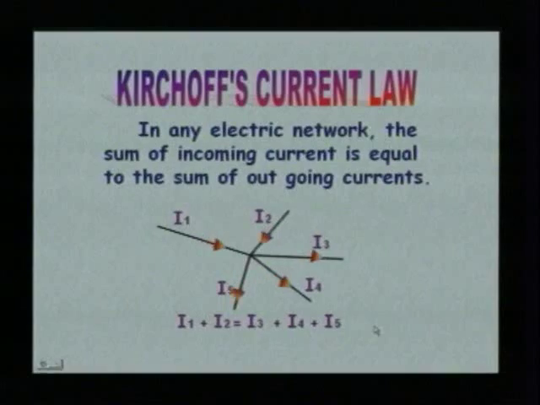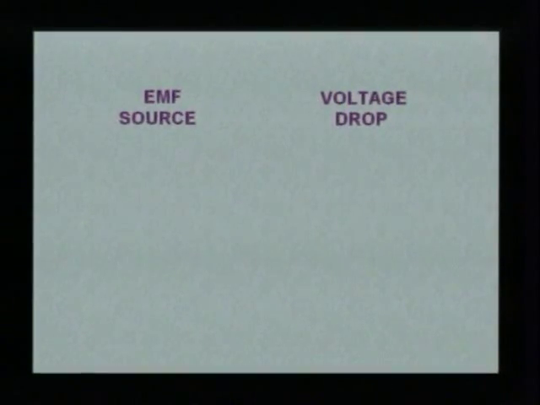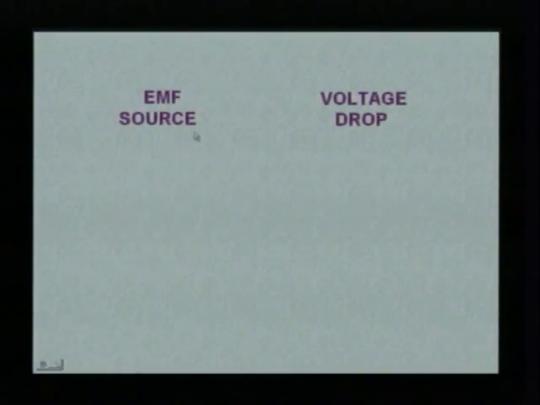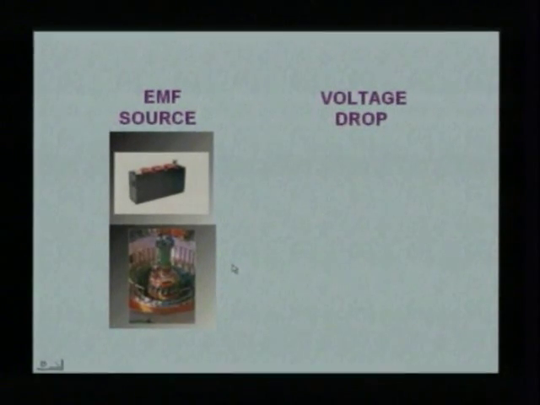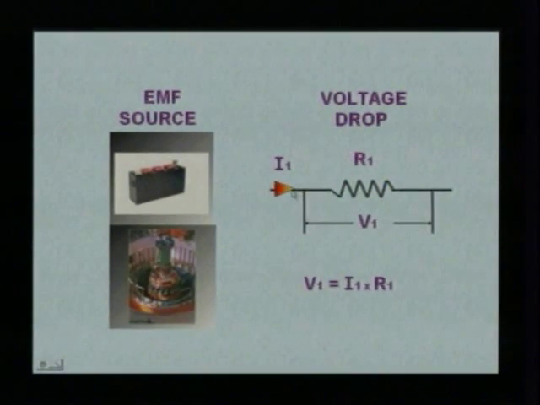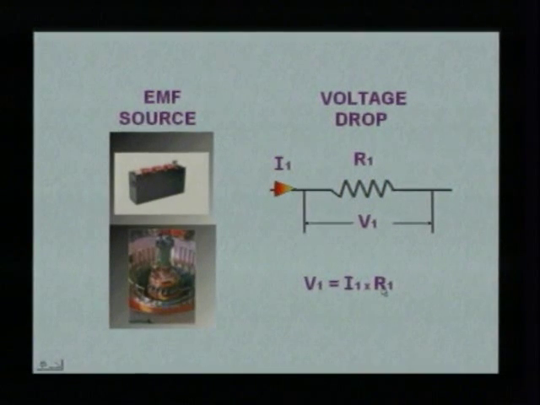Now, let us talk about the Kirchhoff second law or Kirchhoff's voltage law. This law relates the EMFs and voltage drops in a circuit. First of all, let us see what we mean by an EMF source. A battery or a generator would act as an EMF source. Let us see what we mean by a voltage drop. When a current flows through a resistor, a drop of voltage takes place across it. This drop we call a voltage drop, which is given by I into R.